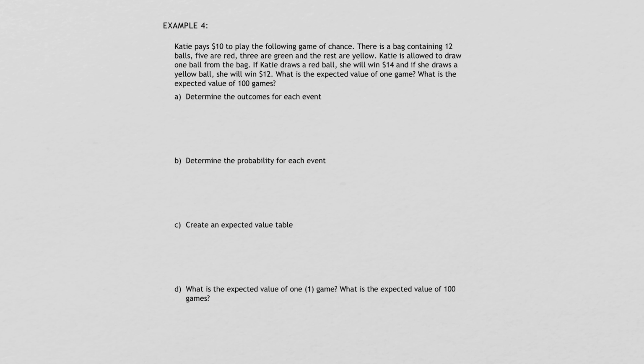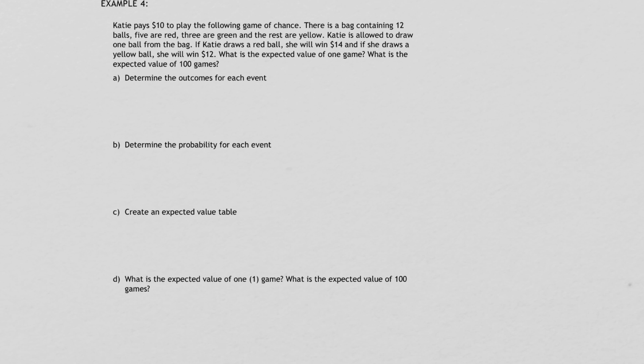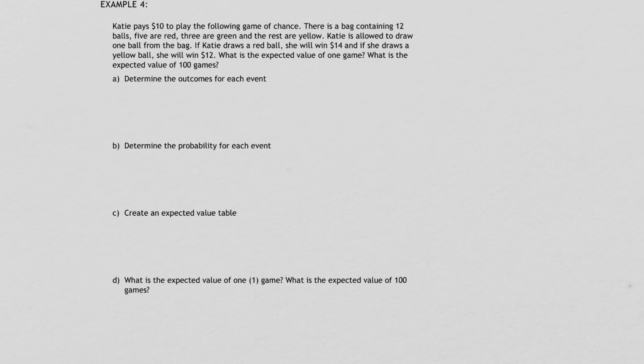It says Katie pays $10 to play the following game of chance. There's a bag containing 12 balls. 5 are red, 3 are green, and the rest are yellow. Katie is allowed to draw one ball from the bag. If Katie draws a red ball, she'll win $14. If she draws a yellow ball, she'll win $12. What is the expected value of one game?